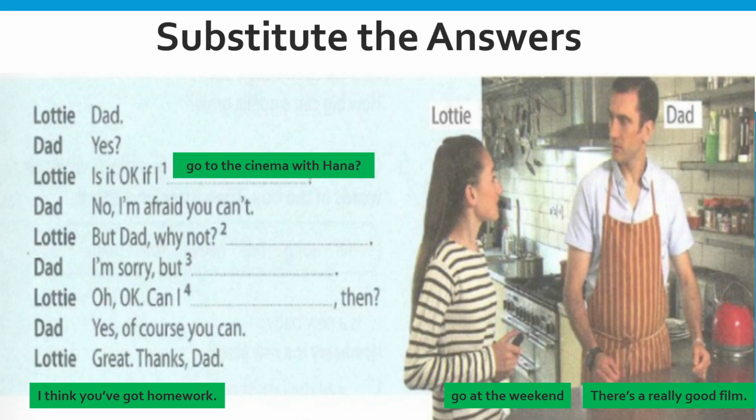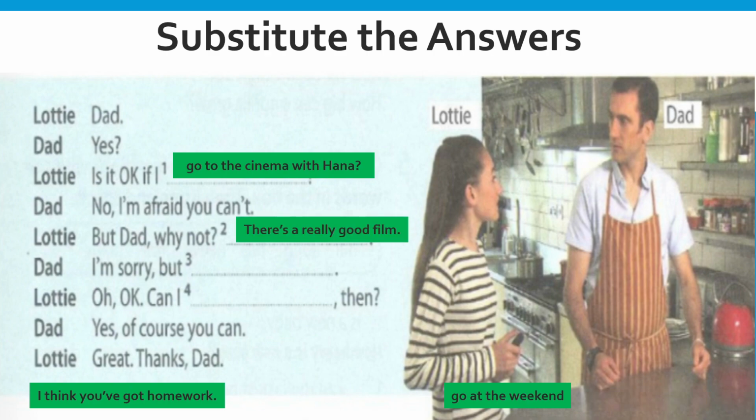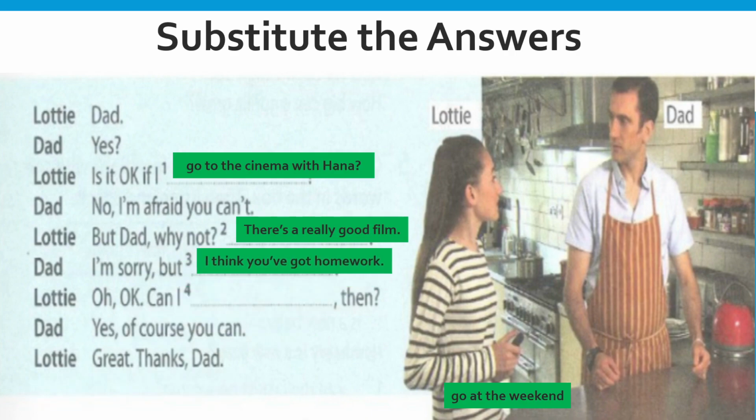"But Dad, why not?" So there must be an answer to convince Lottie's dad based on the first exercise that we did just now. Obviously the answer is "There's a really good film." Next, as usual, Lottie's dad refuses the permission by saying, "I'm sorry, but I think you've got homework." If you still have homework, how come you will have time to go to the cinema with Hannah?